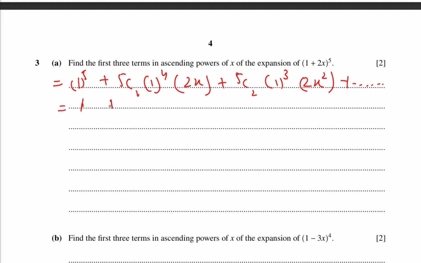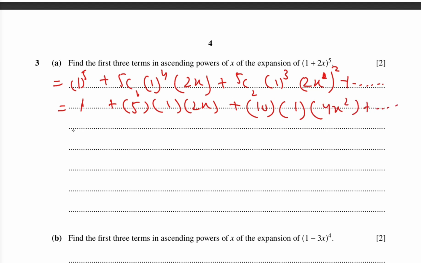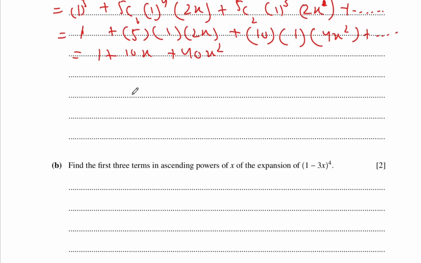Now simplifying, 1 plus 5 times 2x, plus 5C2 is equal to 10, times 1, and it will be 4x squared. Actually the square is not here, it was outside, so it will become 4x squared, and so on. Continuing this pattern we will get 1 plus 10x plus 40x squared.